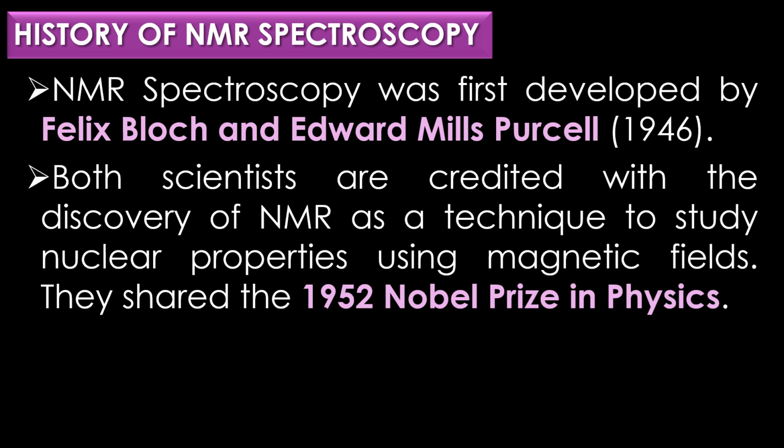History of NMR spectroscopy. NMR spectroscopy was first discovered by Felix Bloch and Edward Mills Purcell independently in 1946. Both scientists are credited with the discovery of NMR as a technique to study nuclear properties using magnetic fields. In 1952, they both shared the Nobel Prize in Physics for their work on NMR.